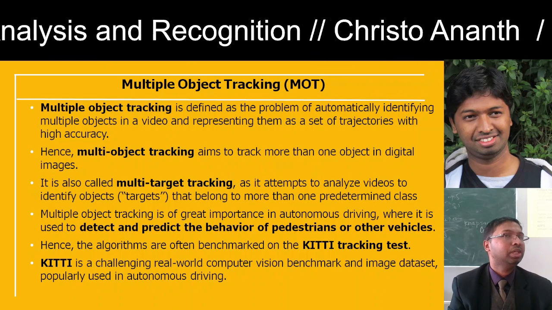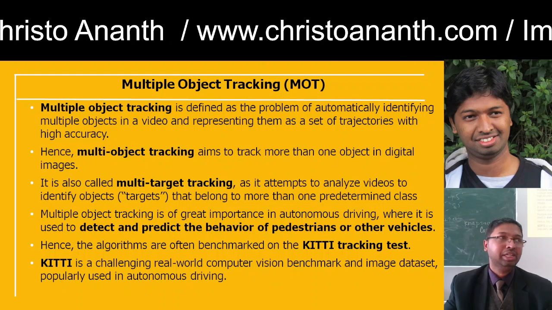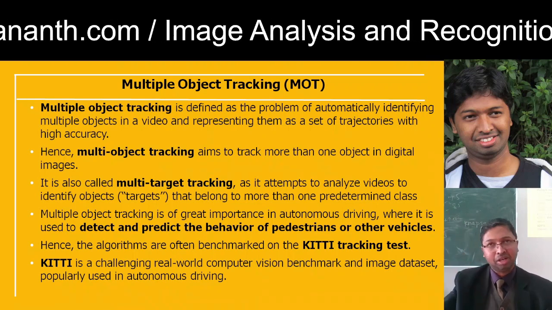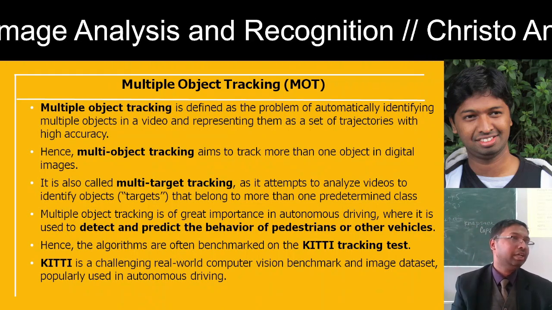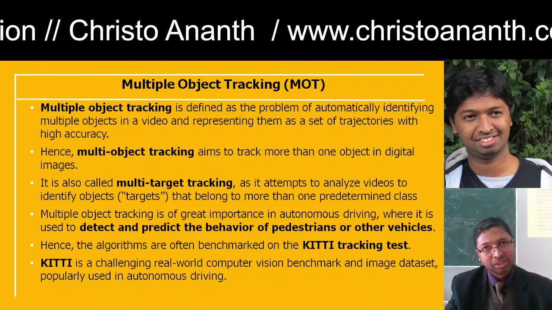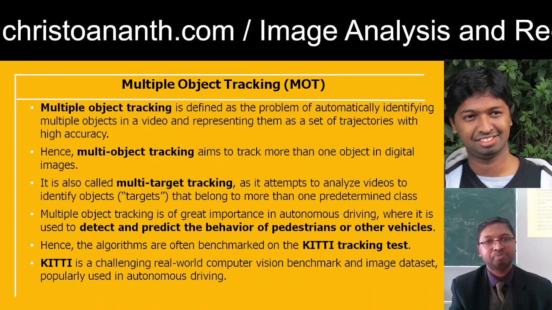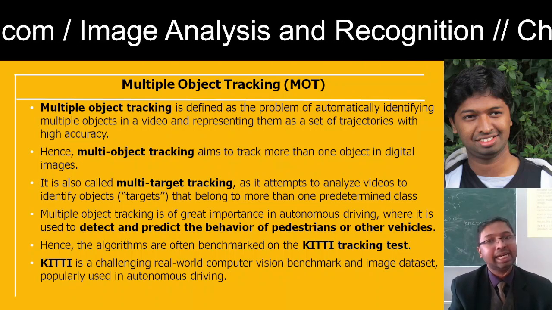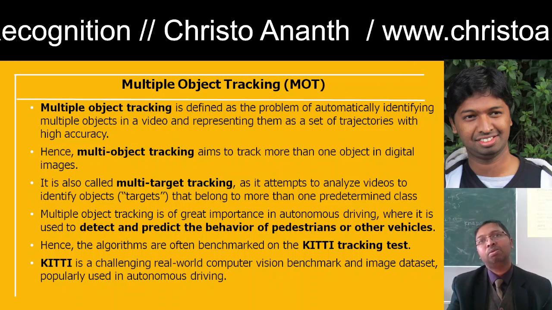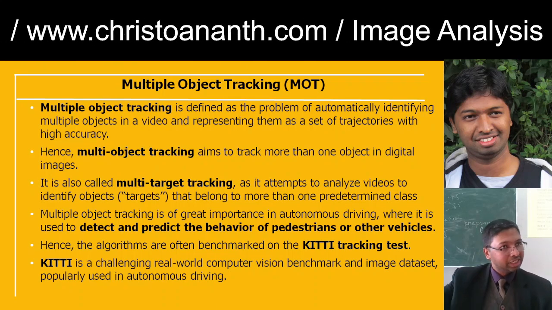Then we'll go with MOT, multiple object tracking. This is a problem especially in automatically identifying multiple objects. Even if you consider a block of objects or a group of objects, you have to identify them with much higher accuracy. Here you can track more than one object in digital images, and you can also call it multi-target tracking. Because we are analyzing videos, we are identifying objects that belong to more than one predetermined class. It is a very important topic, especially in autonomous driving.